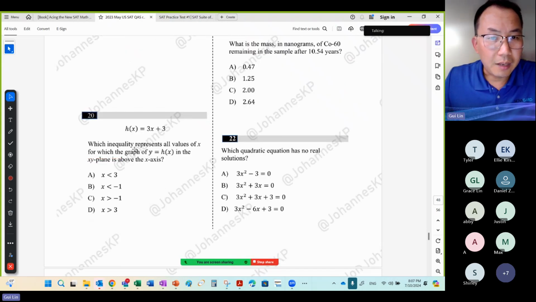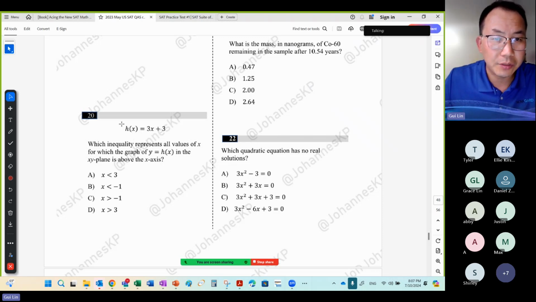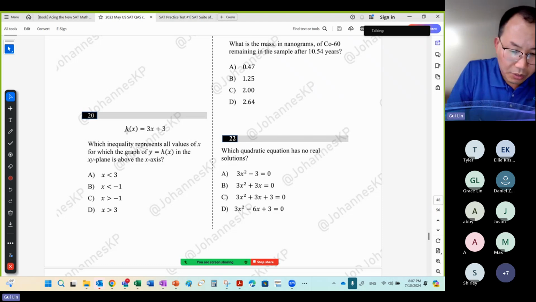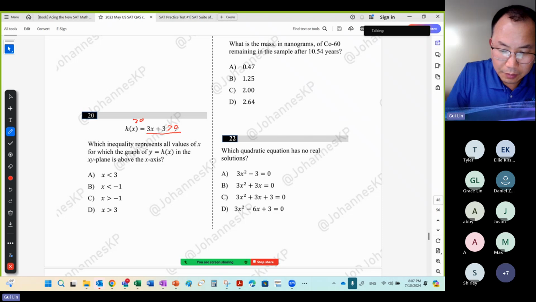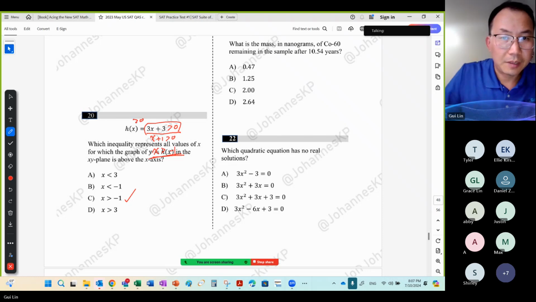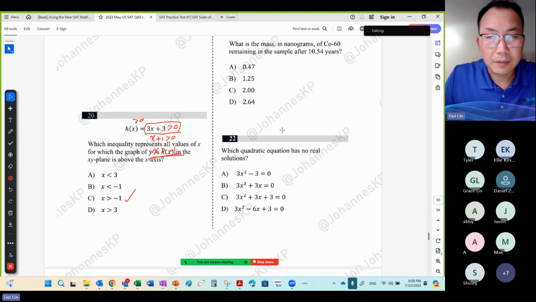Let's move on to 20. This is a function again. Which inequality represents all the values of x for which the graph in the xy-plane is above the x-axis? Above the x-axis means y is greater than or equal to 0. So it means this part is greater than or equal to 0, something like this. So you can see x plus 1 is greater than 0, so x is greater than -1. Okay.